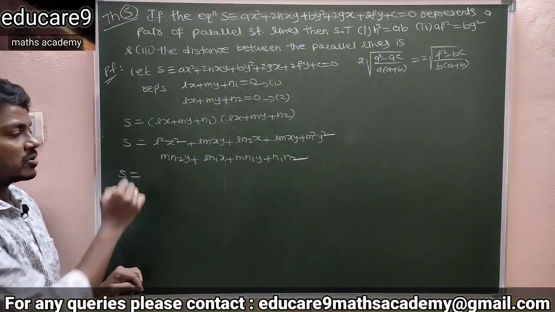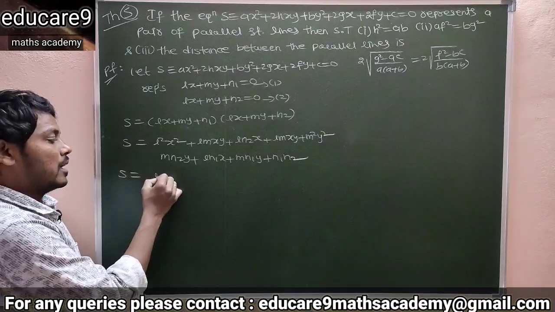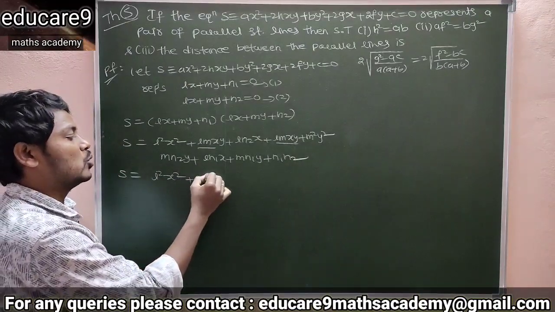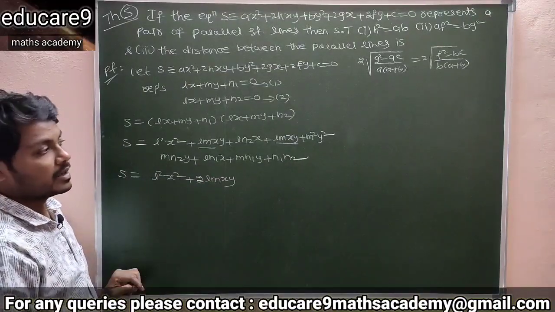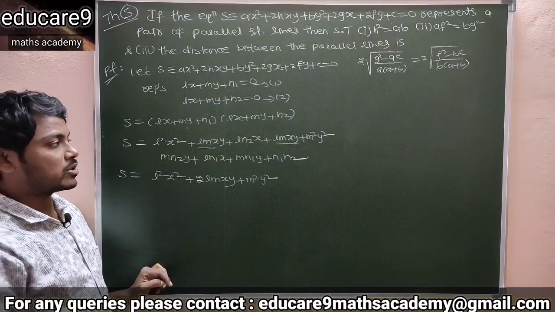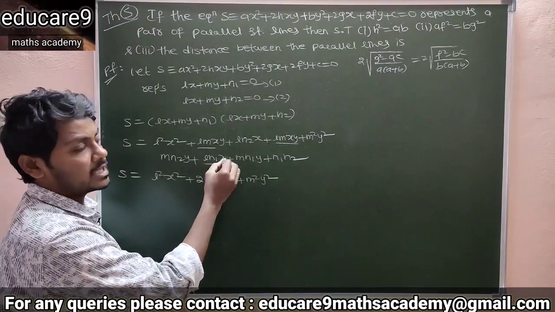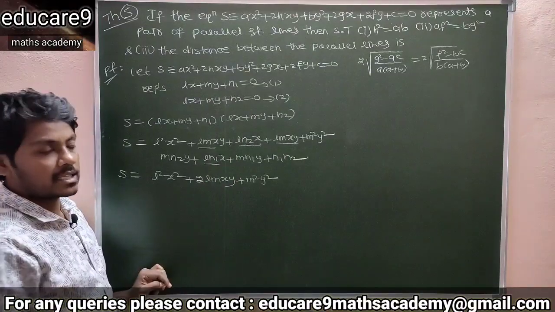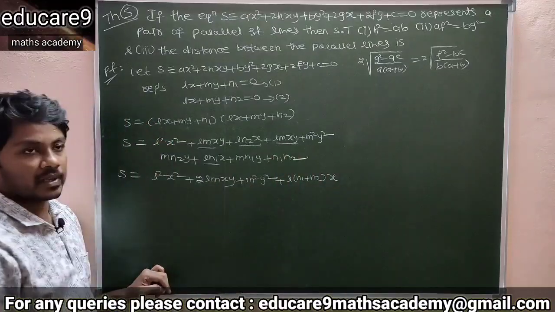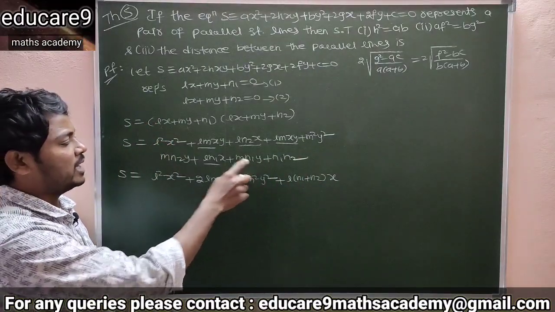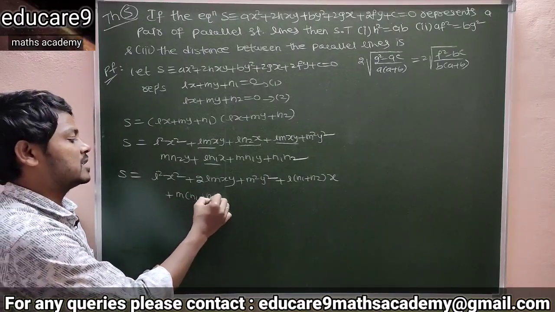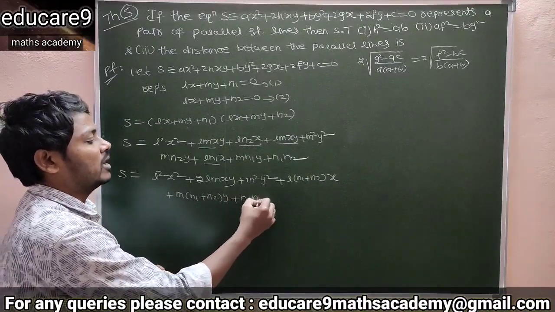Therefore S equals l²x² plus lmxy plus lmxy, that is 2lmxy. Next is m²y². Next write the x coefficients: l n1 x, l n2 x. In both terms lx is common, so we get l(n1 + n2)x. Next the y terms: m n1 y, m n2 y. In both terms my is common, that is m(n1 + n2)y, plus n1 n2.